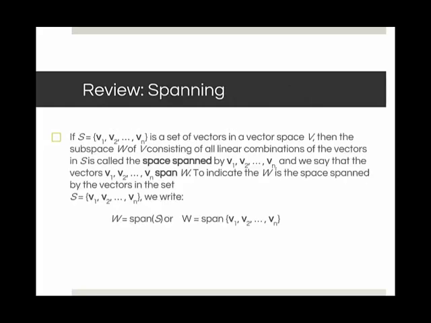Now if we take a look back at what we know from spanning, if set S is a set of vectors in a vector space V, then the subspace W of V, consisting of all linear combinations of the vectors in S, is called the space spanned by v1, v2, on and on up through vn, and we say that the vectors v1, v2, all the way up through vn span W. To indicate W as a space spanned by the vectors, we write that W equals the span of S, or W equals the span of the individual vectors that span W.